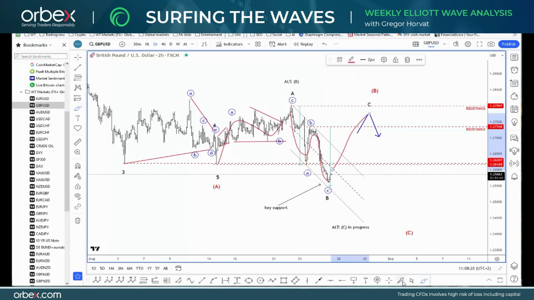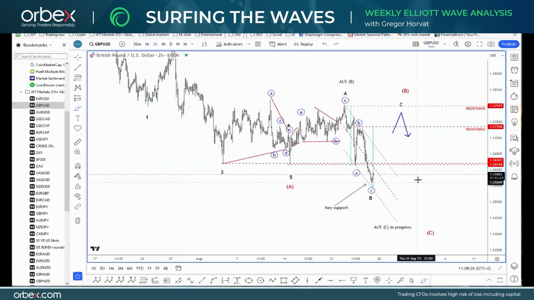But what I want to highlight is definitely that I would be willing to look for more weakness if we suddenly rally into this resistance area. So I will leave it alone here and let the market do what it wants to do. But if suddenly, let's say, we rally next week, I think this will be a very strong resistance anywhere between 1.2740 to 1.28 levels.